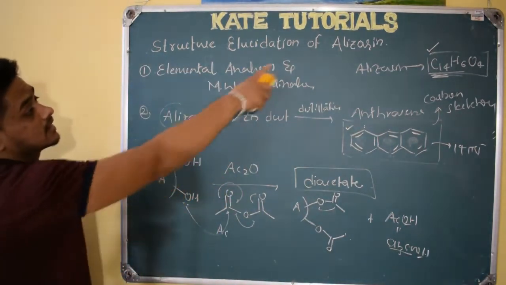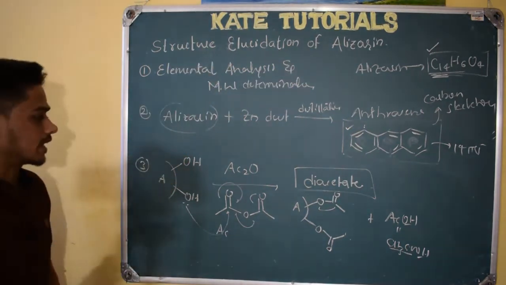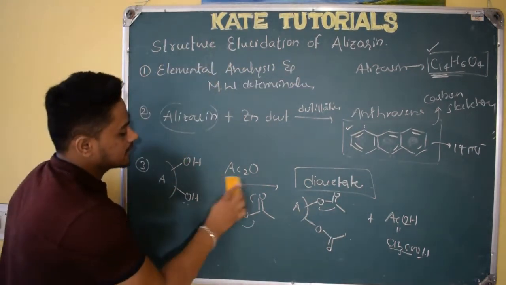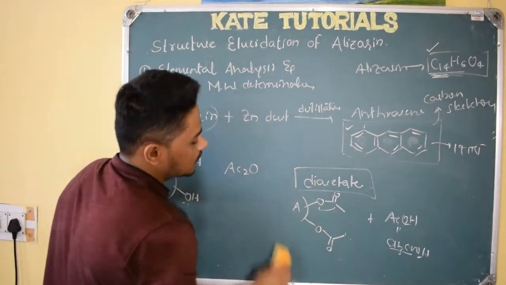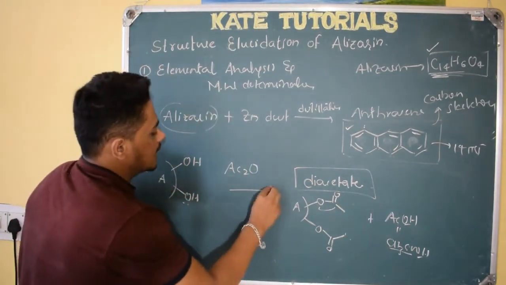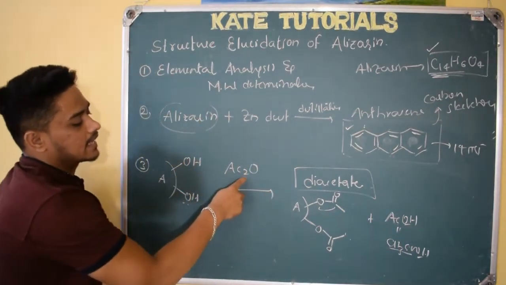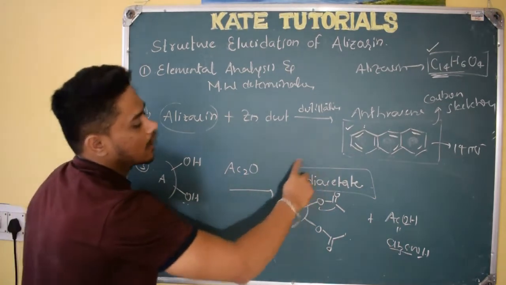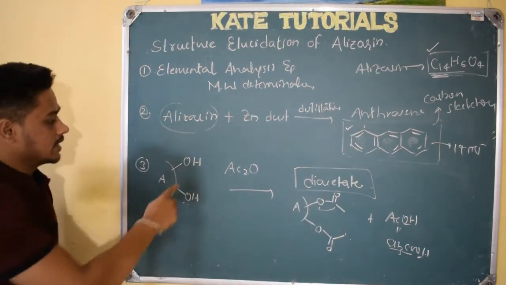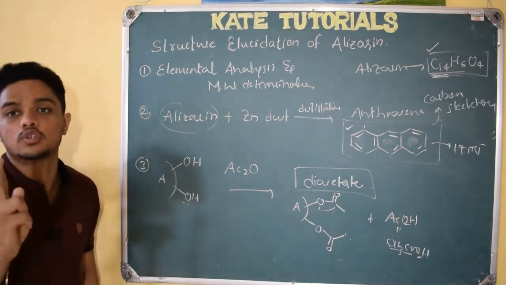We never concentrate much on the reaction. Our aim is to get the structure of alizarin, so structure elucidation, right? So what can we conclude with this reaction? See here, I treated this alizarin with acetic anhydride, I got diacetate. It means the alizarin has got two OH groups.